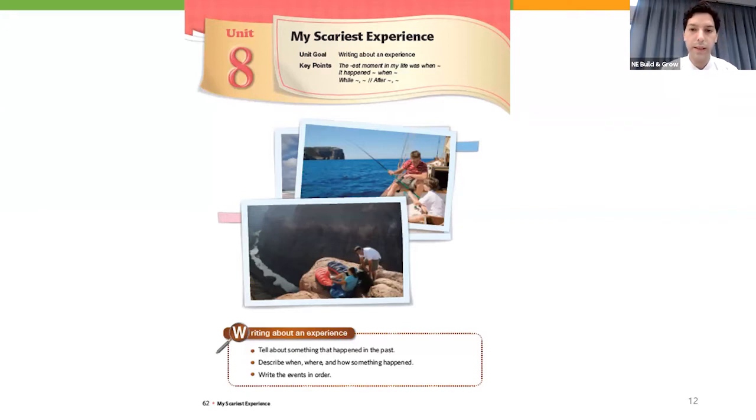Underneath that, we have our key points. So these are grammar points that the students will need to use and that they will need to master for their writing. So these are: the blank moment in my life was when, it happened when, and while blank or after blank, something else happened, right? So these are grammar points. And then in the box below, we have some additional tips, right? Writing about an experience: tell about something that happened in the past, describe when, where, and how something happened, and write the events in order. So these are some tips that we should keep in mind. And of course, we will be reminded about this later as we go through.